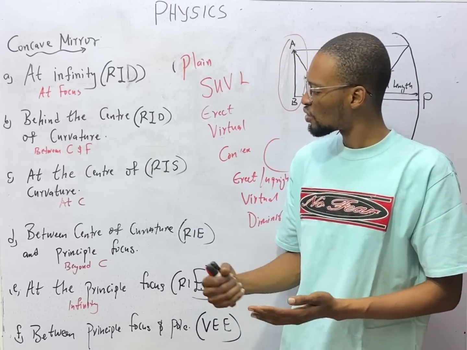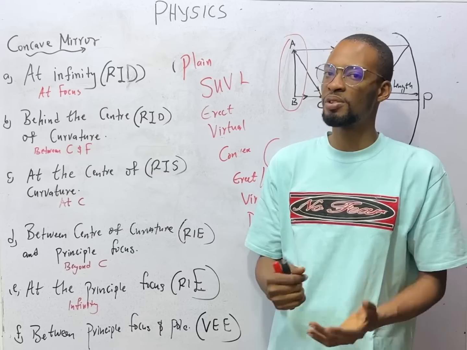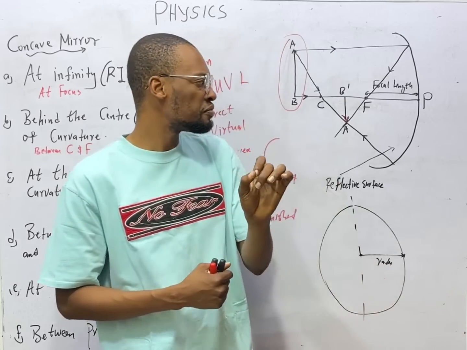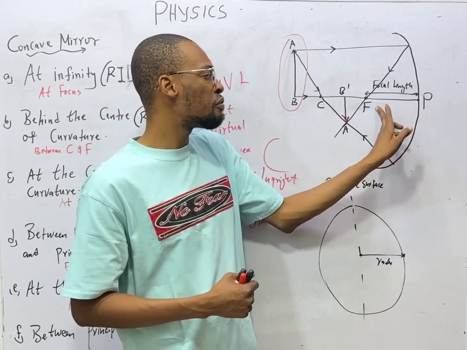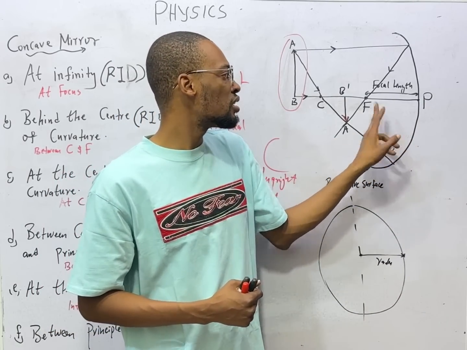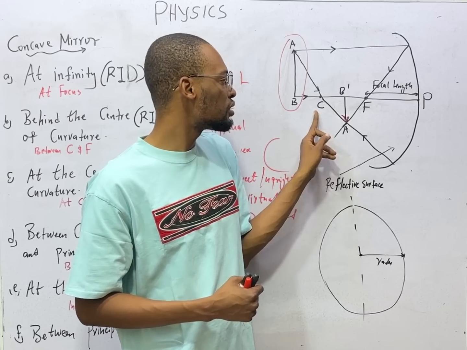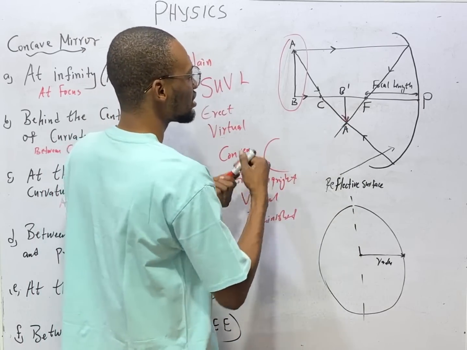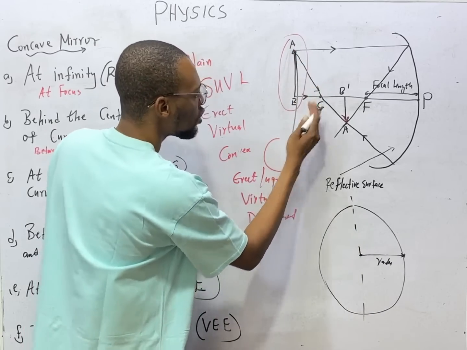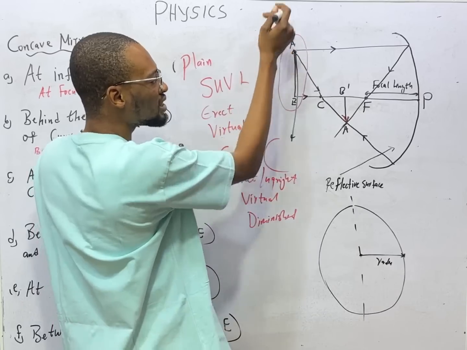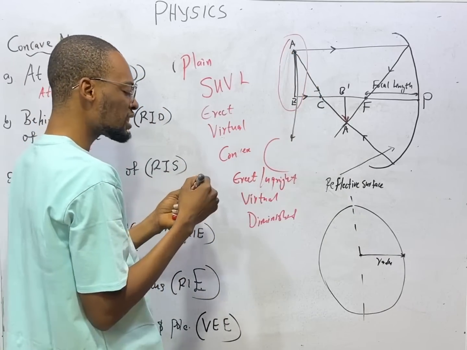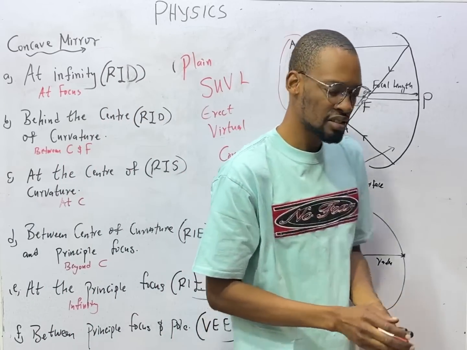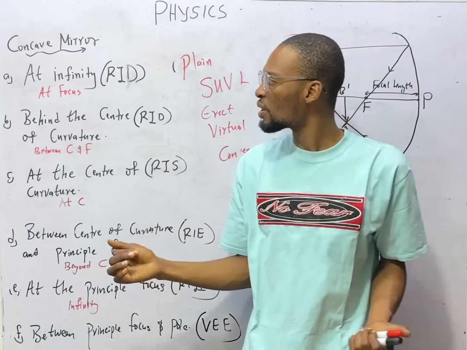So let's look at the placement of objects in a concave mirror and the images that are formed. I will take you through the pictures on the screen, but once again, take note of the parts of the concave mirror: the pole, the principal focus, or you say the focus, and the center of curvature. Now, any object you place straight up or far behind, we say that the object is at infinity.